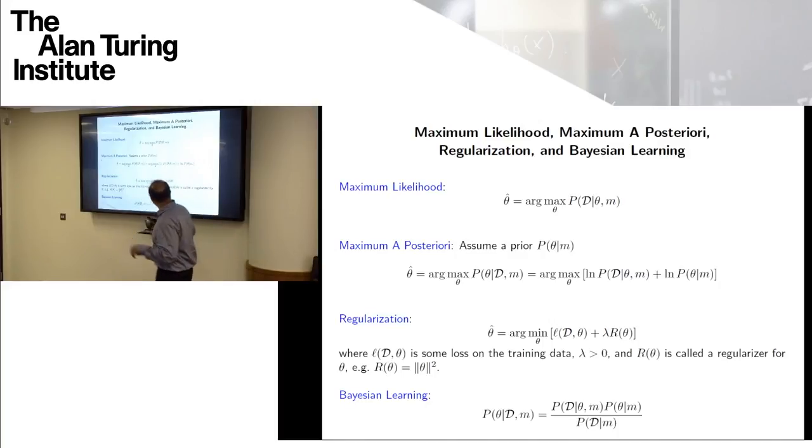Okay? And then there's Bayesian learning, which says don't minimize or maximize anything, just compute Bayes' rule as best you can. Any questions about this?